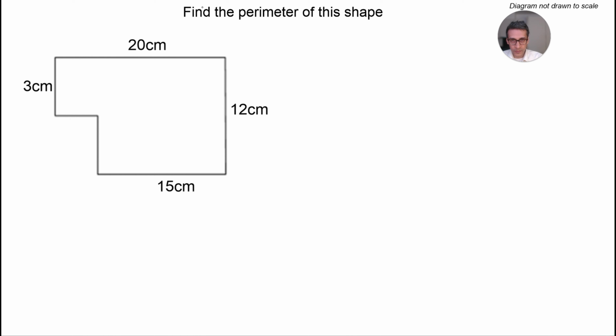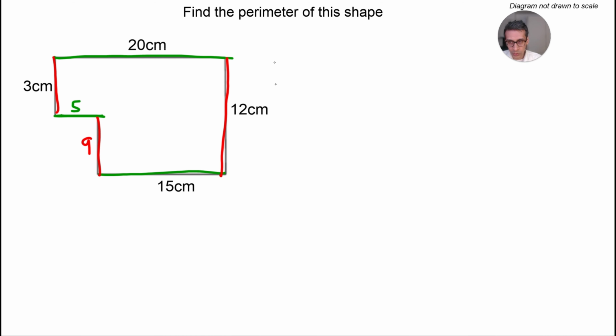Okay, so first of all, let's find the length. We know that this is 20. So that must mean that this is 15 and this must add up as well to 20. So that's going to be 5. We also know that if this is 3, that's 12. Well, 3 plus something is 12. So that's going to have to be 9.